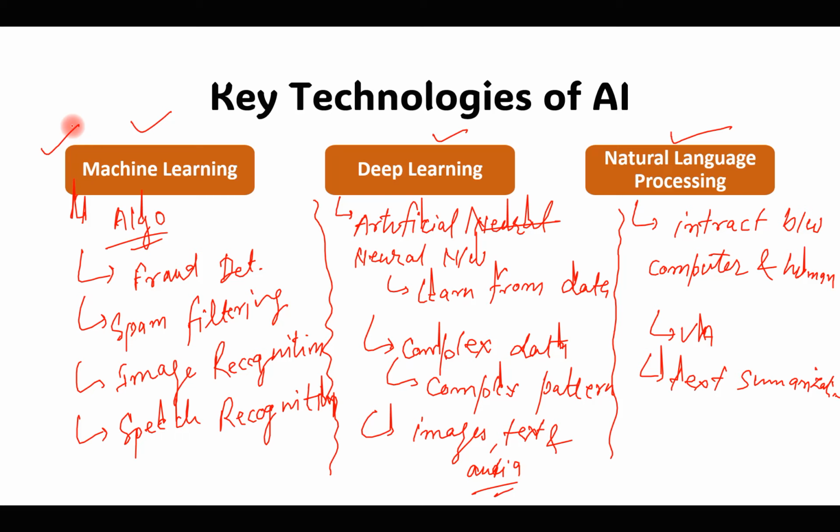And deep learning provides powerful algorithms that can be used in NLP tasks, and NLP focuses on understanding and manipulating human languages, which can be achieved using both machine learning and deep learning techniques. So, this is how we can define artificial intelligence in very short and technical.